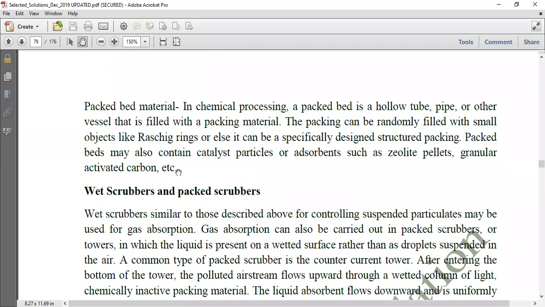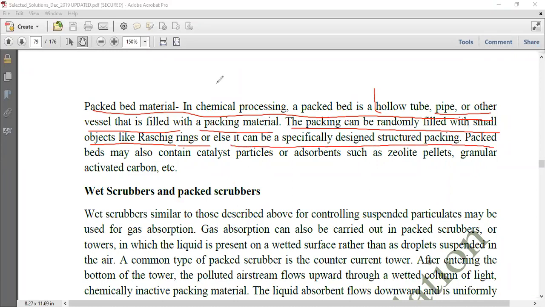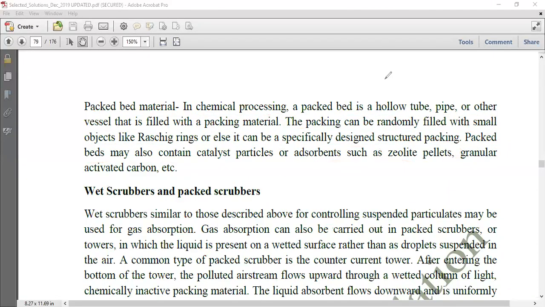And then packed bed material in the chemical processing. Packed bed, it is hollow. It is a hollow tube, pipe or other vessel that is filled with packing material, meaning absorbing material. The packing can be randomly filled with small objects like Raschig rings, or else it can be specially designed structured packing. And packed beds may contain catalyst particles or adsorbents such as zeolites, silica gel, which are honeycomb structures, and granular activated carbon. This can be there as a material.